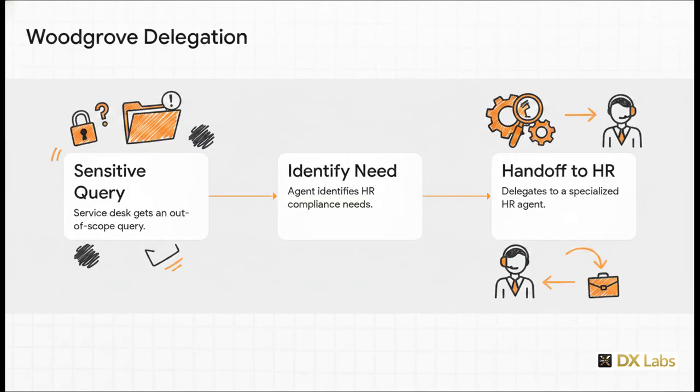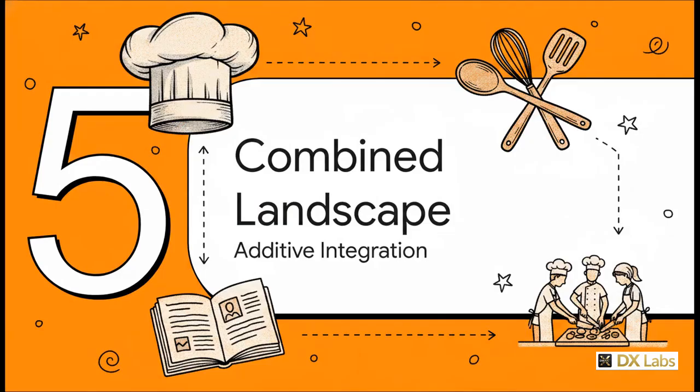Woodgrove uses this exact architecture to keep their IT service desk focused purely on IT issues. When a sensitive query comes in, the main agent identifies the compliance need and safely hands it off to an isolated HR agent. This lets the HR compliance logic evolve completely independently without risking the main service desk flow. Pretty smart, right?